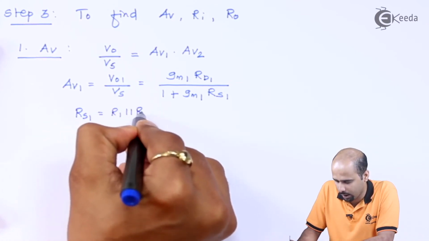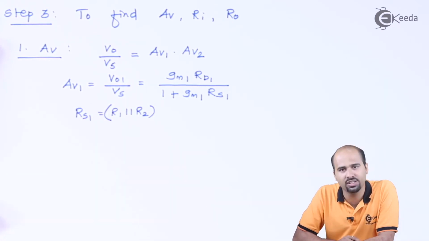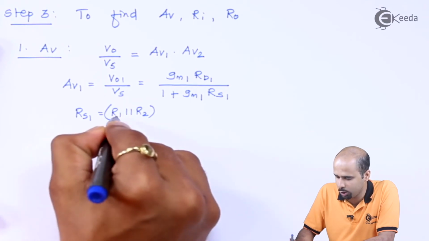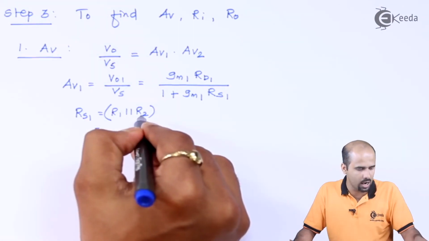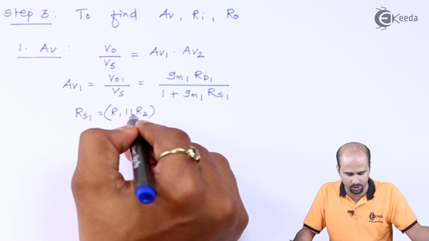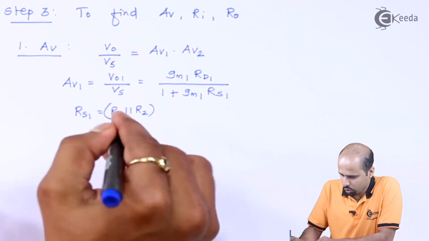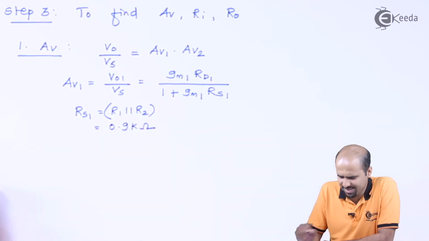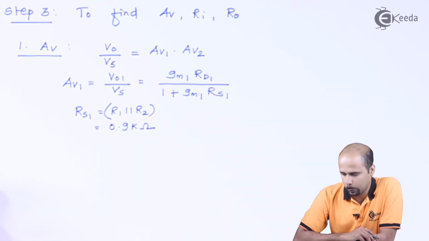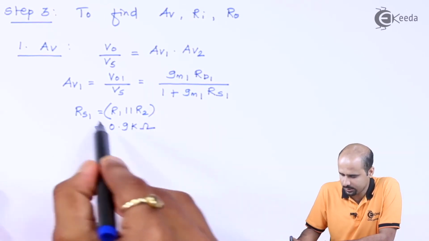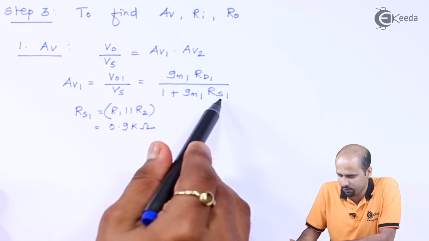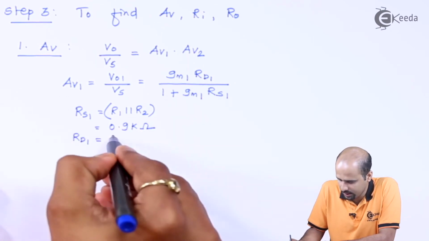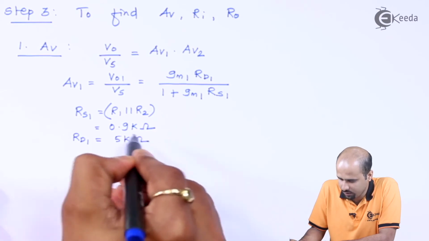R1 parallel R2. GM1 and GM2 we already have. So we'll just calculate the value of R1 parallel R2. R1 parallel R2 is coming out to be 0.9K. So RS1 is coming out to be 0.9 kilo ohm, which is nothing but 900 ohm. So just calculate with this particular RS1. I'll put this value of RS1 over here. RD1 is equal to 5K, which has been given.